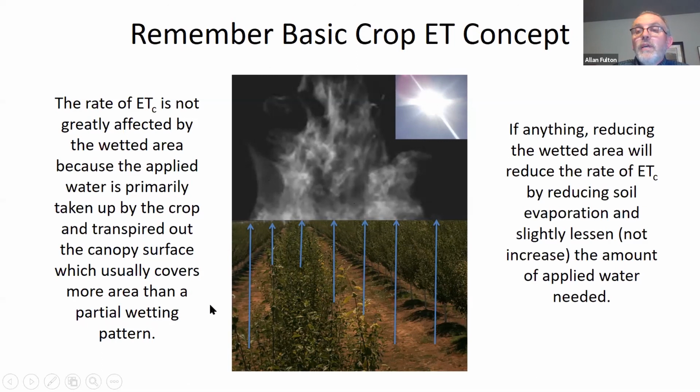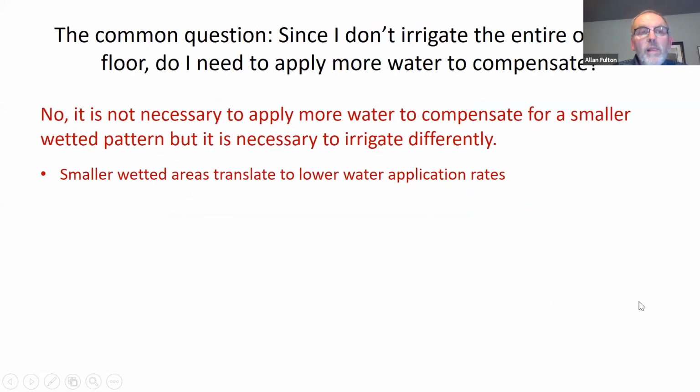And so if anything, when we use an irrigation method that reduces the wetted area, we will reduce the rate of ET by reducing the soil evaporation, having more dry soil that doesn't have water to evaporate away. And this will reduce the amount of applied water needed.